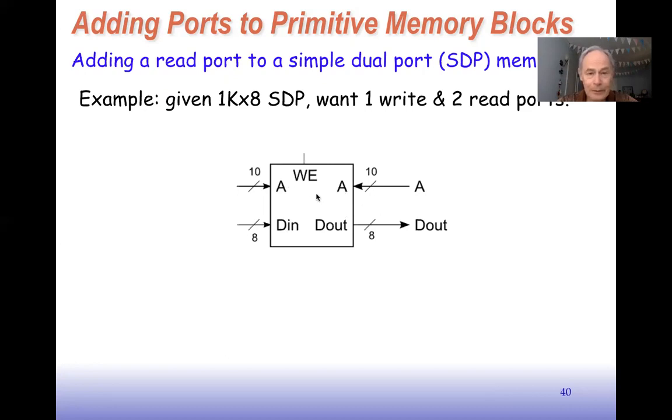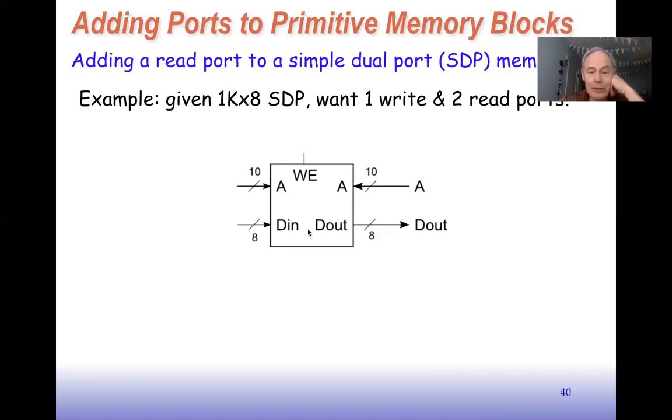It has a single read port, but let's say we wanted a memory that had one write port and two read ports. That's the problem I'm stating here: how do we add a read port to a simple dual ported memory? This might come up, for instance, if you wanted to build a register file where you need multiple read ports. So how could we do that?